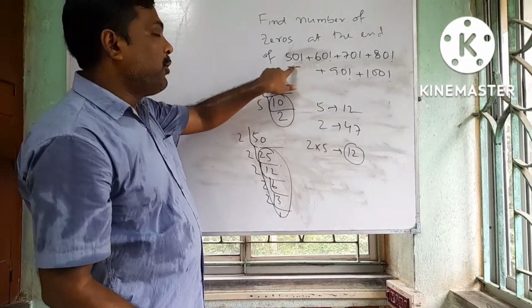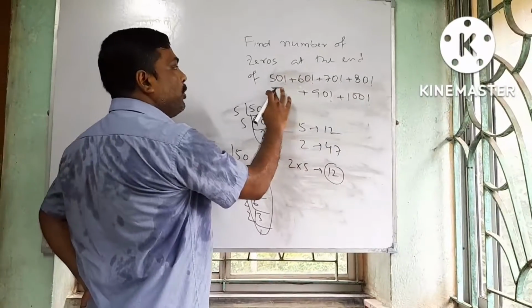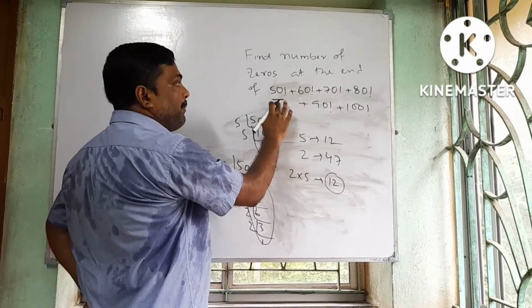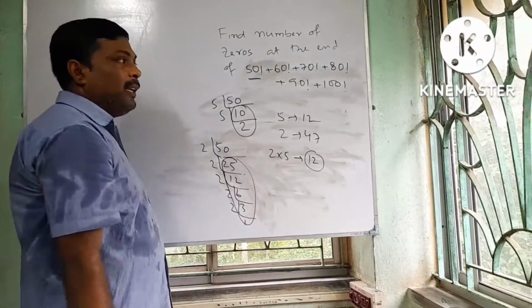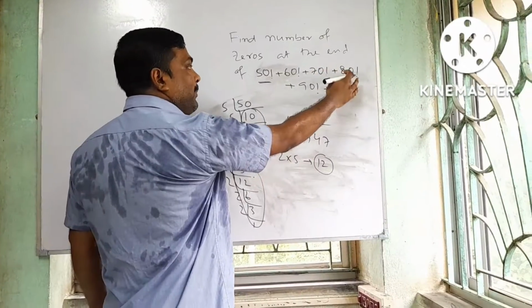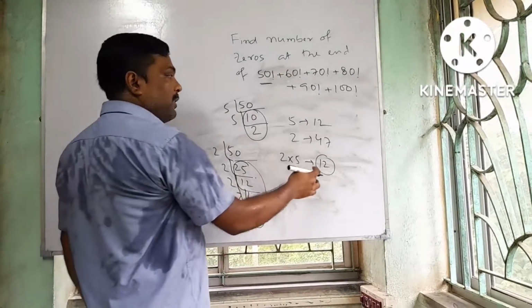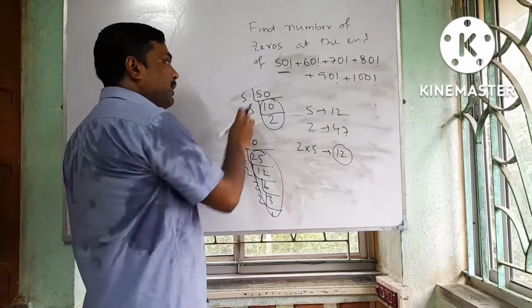So at the end of 50 factorial, we have 12 zeros. In 60 factorial, the number of zeros is more than 12. In 70 factorial, it is more than 12. In 80 factorial, the number of zeros at the end is more than 12. Here also more than 12.